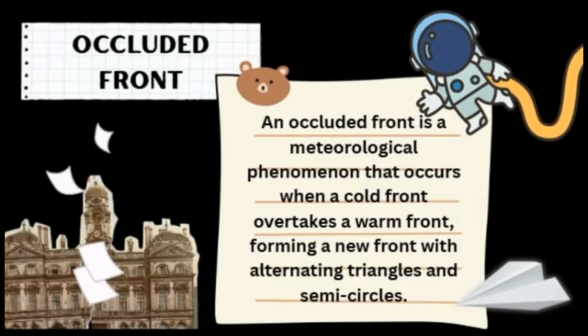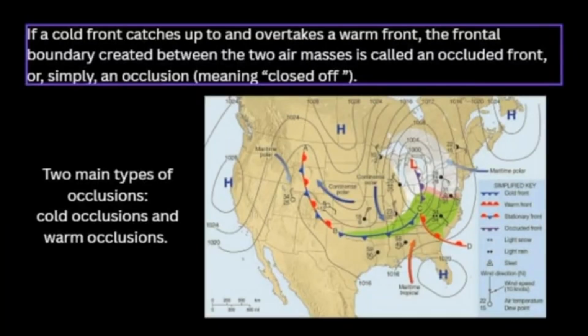Now, moving on to occluded fronts. Remember that an occluded front forms when a cold front overtakes a warm front. This creates a complex boundary mixing the characteristics of both cold and warm fronts. As you notice, if a cold front catches up to and overtakes a warm front, the frontal boundary created between the two air masses is called the occlusion front, or simply an occlusion, meaning closed off.